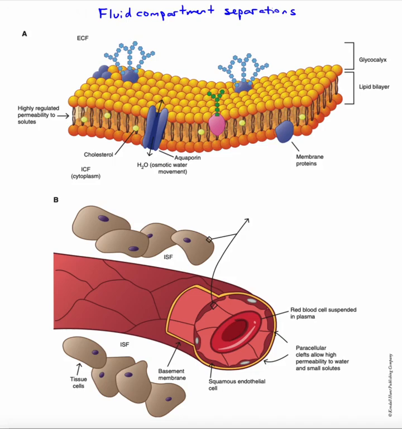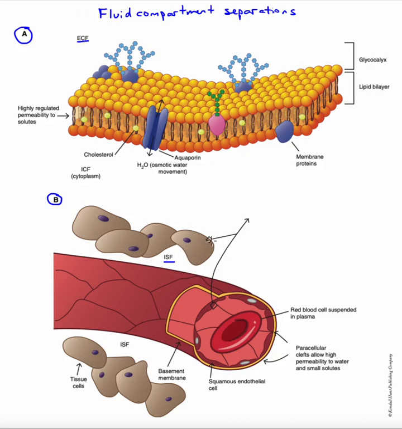In this series of figures, we're going to look at the fluid compartment separations just a little bit more closely. In A, at the top here, we have the separation between the ICF, the intracellular fluid, and the ISF, or the extracellular fluid that surrounds every cell. Down here in B, we have the capillary wall. The capillary wall separates the plasma on the inside of blood vessels from the interstitial fluid found on the outside of those blood vessels, again, surrounding the cells.